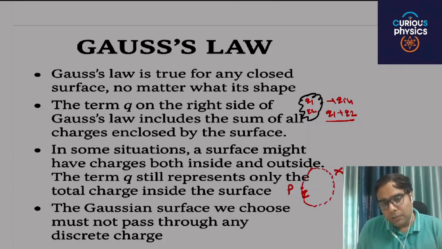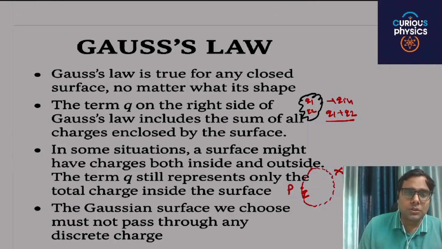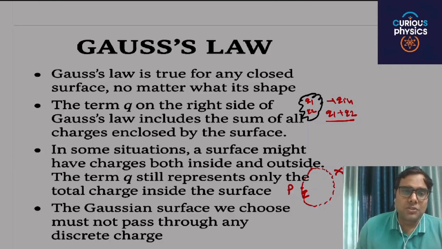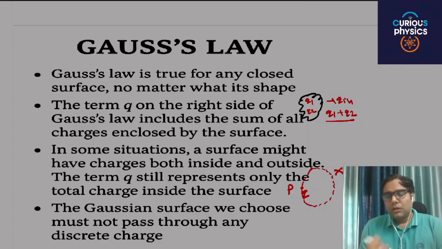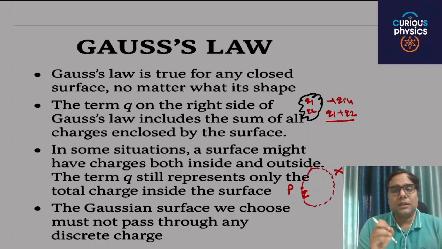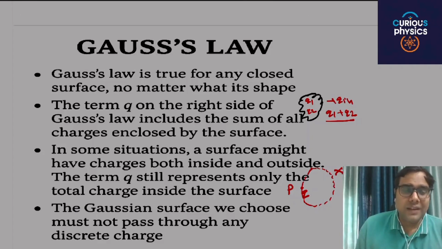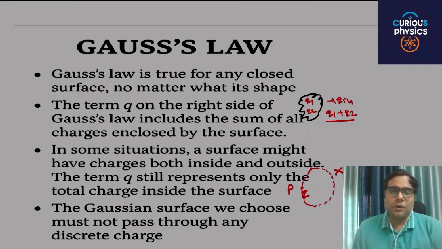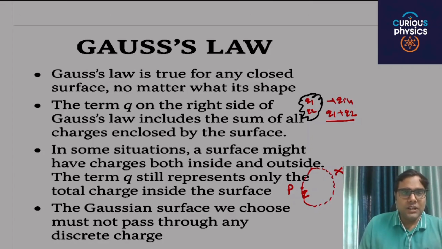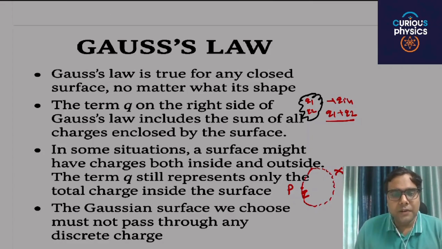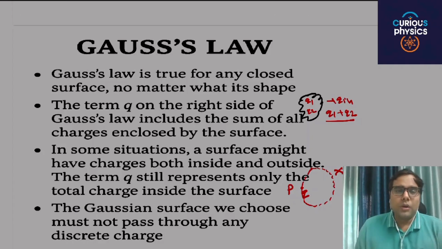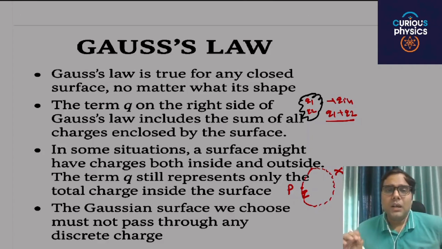But you can choose a Gaussian surface which can pass through a distribution of charge, where the charge is not concentrated on a point, it is distributed on a particular surface. So these 4 points are very important, which show how to apply Gauss law in a particular situation. This is basically the basic idea behind the Gauss law.